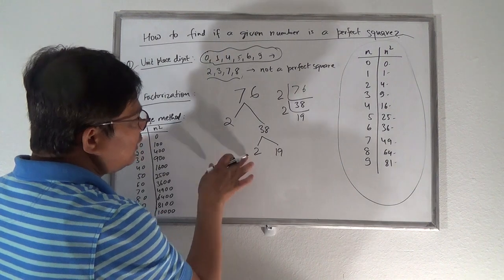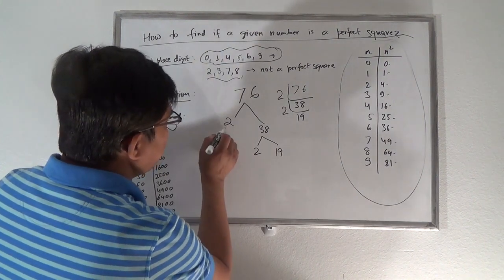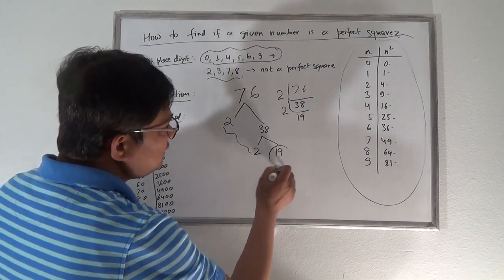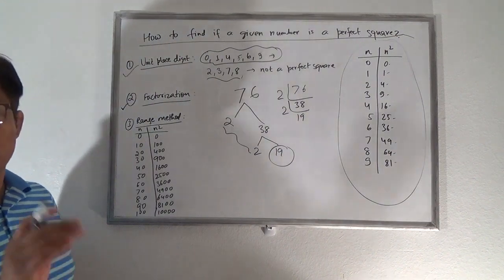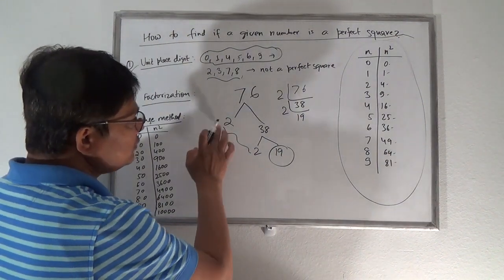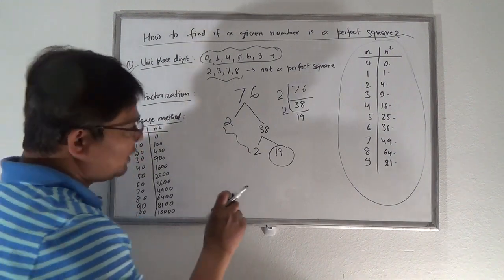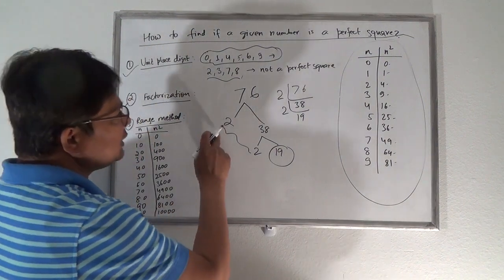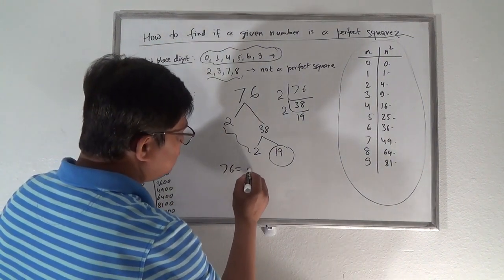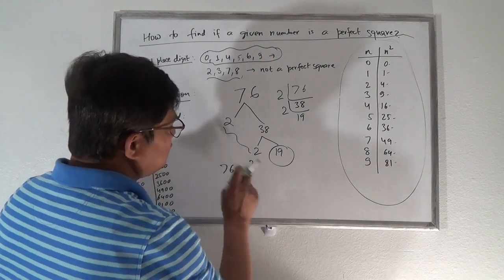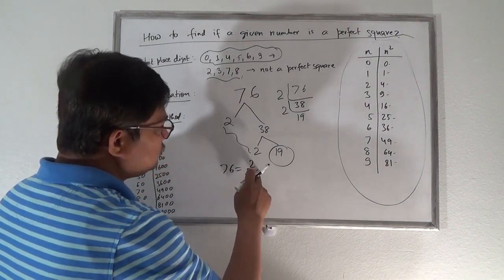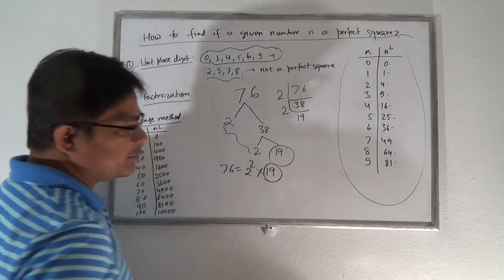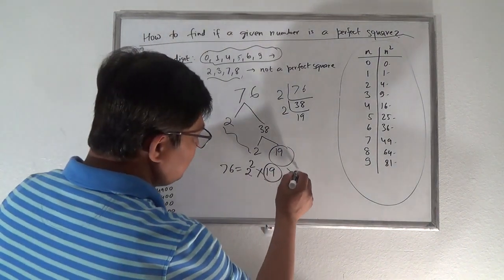What you have to do is find the pairs. If any number is without its pair, it means the number is not a perfect square. If all the factors have their pair, then the number is a perfect square. So here we can write 76 equal to 2, its occurrence is 2, so 2 power 2, and then 19. This 19 does not have a pair, so that means it's not a perfect square.